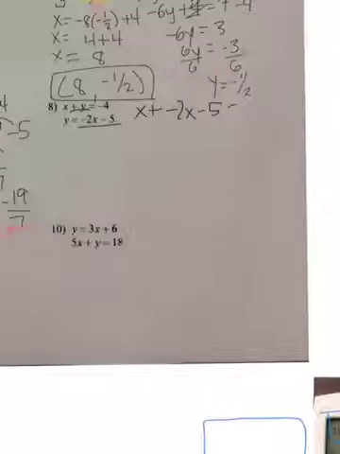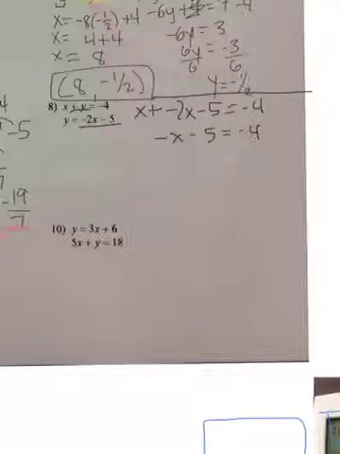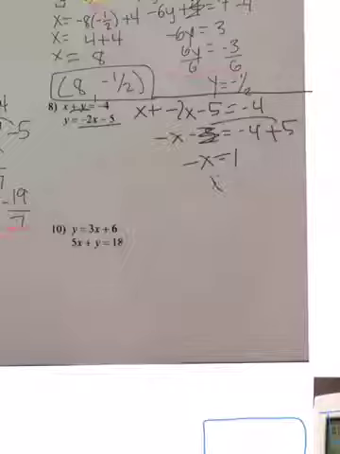Minus 5 equals negative 4. So that's going to be negative x minus 5 equals negative 4. I move that, it becomes plus 5. Negative x equals 1, so x equals negative 1 when I change the signs.